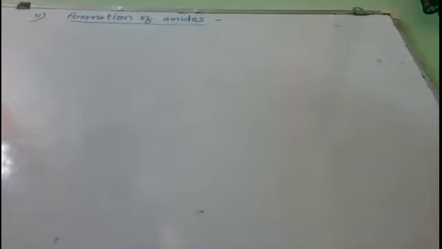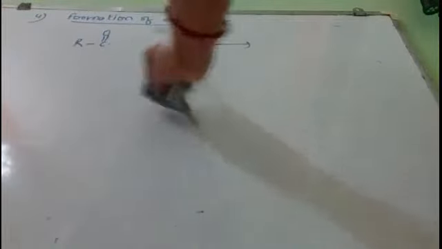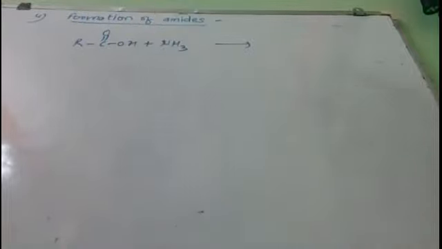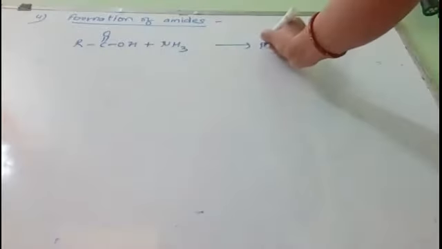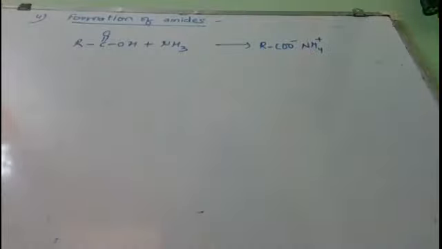Okay, now how are amides formed? When carboxylic acid is treated with ammonia, I am writing ammonia as HNH2, right? So first of all we will form a salt. Okay, we will not do the direct reaction. RCOOH plus ammonia. So first of all we will get ammonium salt, RCOO negative, NH4 positive. So here ammonium salt will be formed.